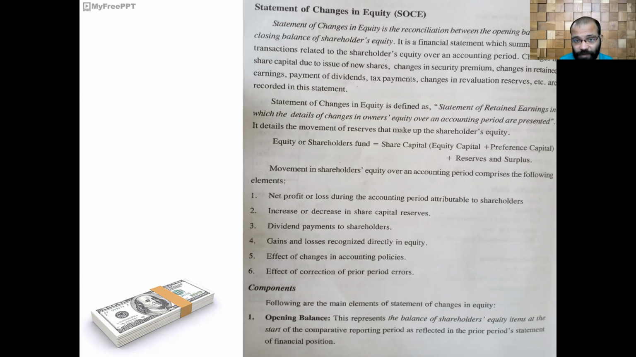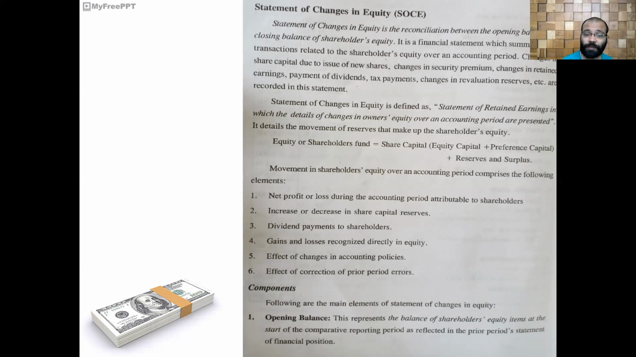So here the formula will be like this. Equity or shareholders' funds is equal to share capital, which is equity share capital and preference share capital, both of that, plus reserves and surplus. So the movement in the shareholders' equity over an accounting period can include many components, like net profit or net loss during the accounting period attributable to the shareholders, increase or decrease in share capital and reserves, dividend payment to the shareholders, gains and losses recognized directly in equity, the effect of changes in accounting policies, and the effect of corrections in case of any errors.